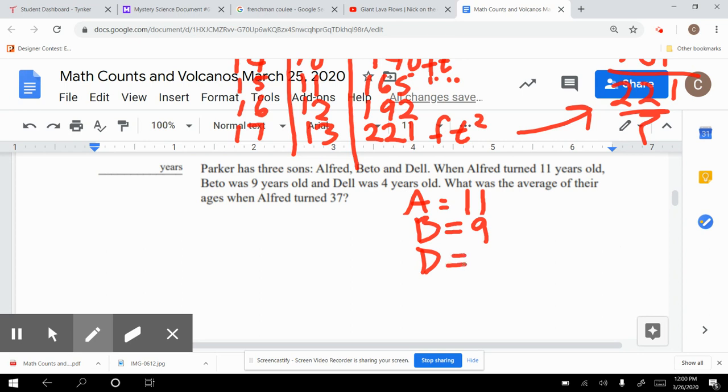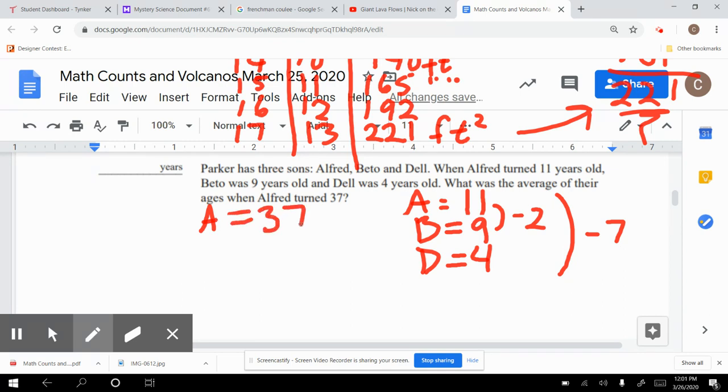D equals 4. So what we're going to think about is that Beto is 2 years younger than Alfred, and Dell is 7 years younger. So whenever we find their ages later in life, we're going to subtract 2 for Beto and subtract 7 for Dell. So what we're going to do is find Alfred being 37.